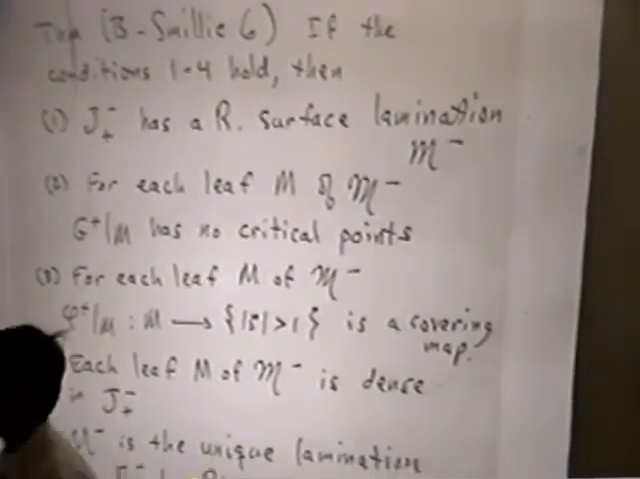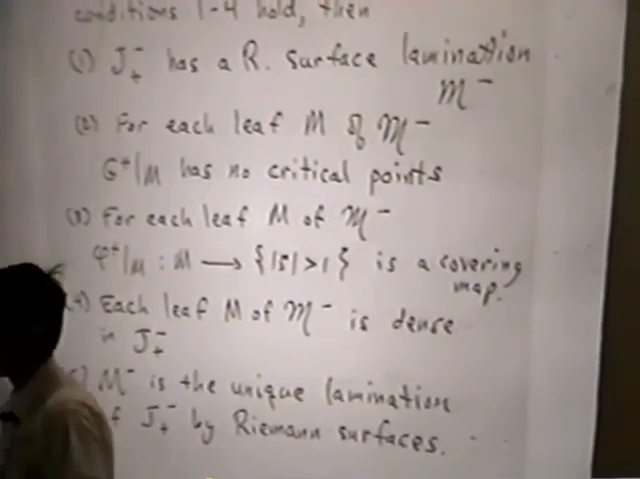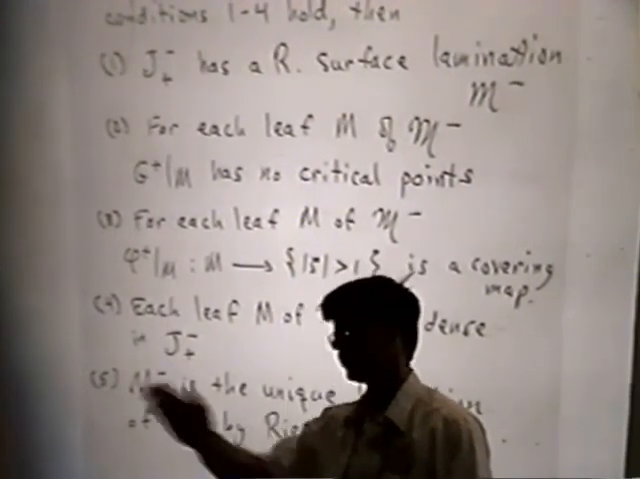Condition number 5: the set J minus plus has a unique lamination. This is a little bit stronger than that. If you have any little piece of a complex disk lying inside of J minus plus, it has to be a piece of this lamination, or lie inside one of the leaves of the lamination.